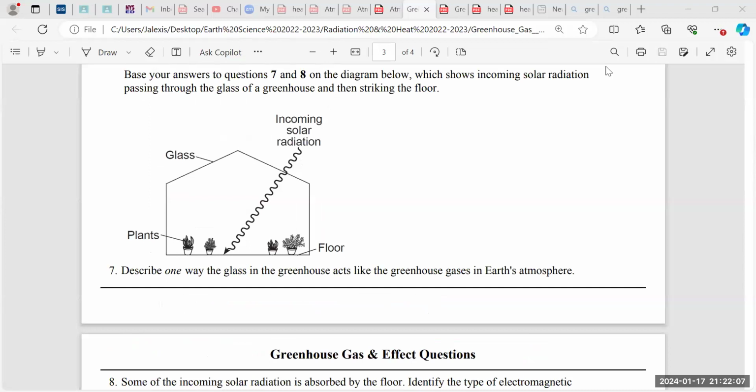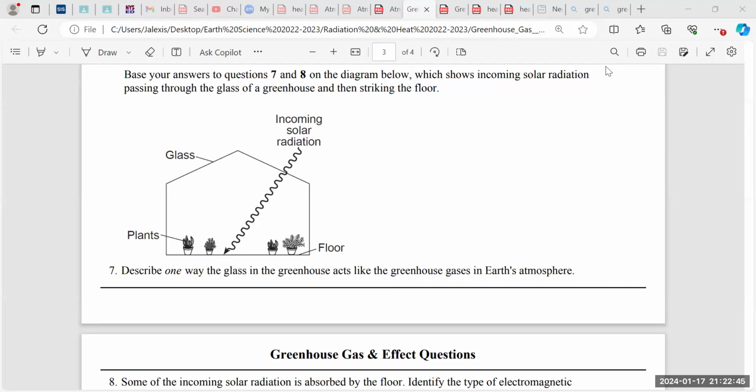All right. So number 7, number 8. It says, based on your answers to questions 7 and 8 on the diagram below, which shows incoming solar radiation passing through the glass of a greenhouse and then striking the floor. Number 7 says, describe one way, only one way, you don't have to write a whole paragraph, the glass in the greenhouse acts like the greenhouse gases in the Earth's atmosphere.